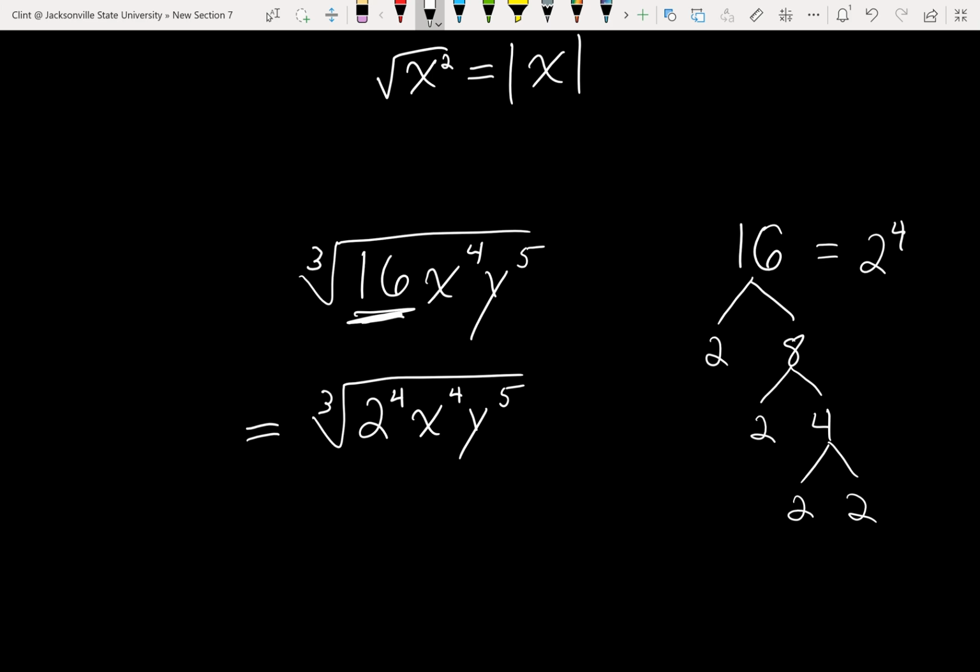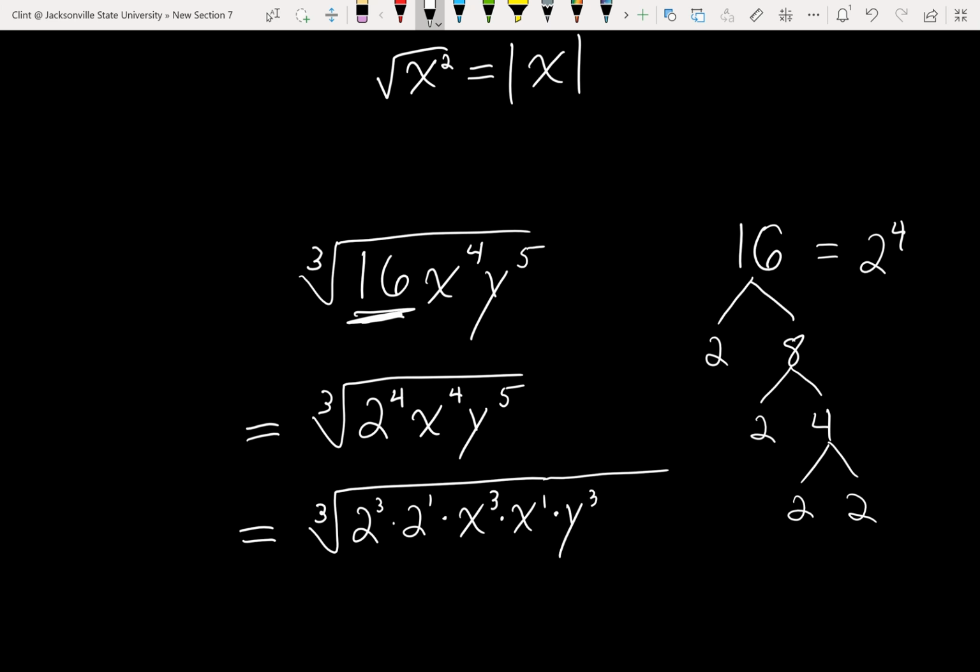And our exponents 4, 4, and 5 are all bigger than 3, so that means we can break this down and get a power of 3 out of each one of these. So 2 to the 4th could be 2 to the 3rd times 2 to the 1st. For the x's, we've got 4 of them, so we could get a group of 3 and a group of 1. With the y's, we could get a group of 3 and a group of 2. Because if we multiply this back out, we're going to add our exponents. So 2 to the 3rd times 2 to the 1st would be 2 to the 4th. X cubed times x would be x to the 4th. Y cubed times y squared would be y to the 5th.